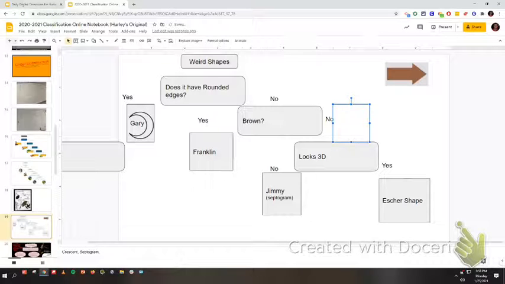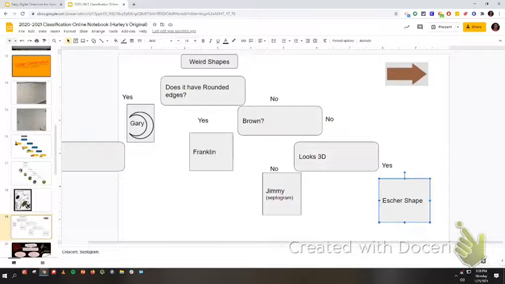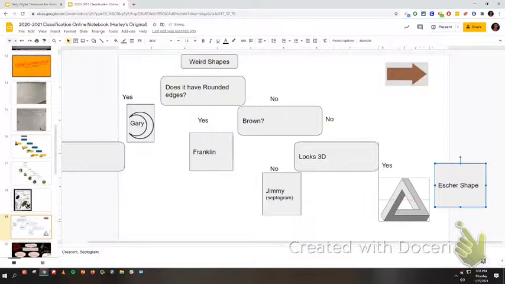Oh no. But that shape, it did not have rounded edges. It was not brown. It did not, and it does look 3D. So that shape, where it just disappeared somewhere on the slide, I'll have to find it. But that shape is an Escher shape. If you were to look back here, that's what you would see, is an Escher shape.